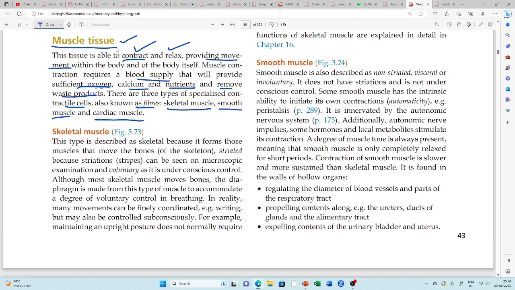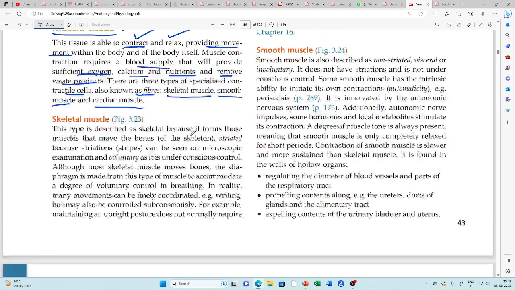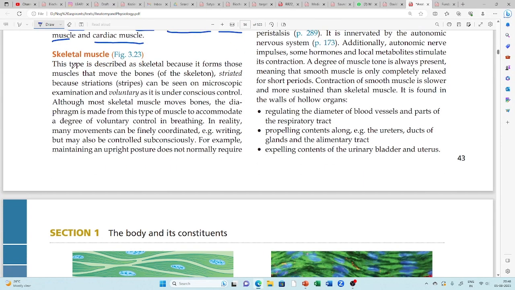What are the three types of muscles in our body? Skeletal muscle, smooth muscle, and cardiac muscle. It's very, very important. Just listen. First one is skeletal muscle. What is meant by skeletal muscle?